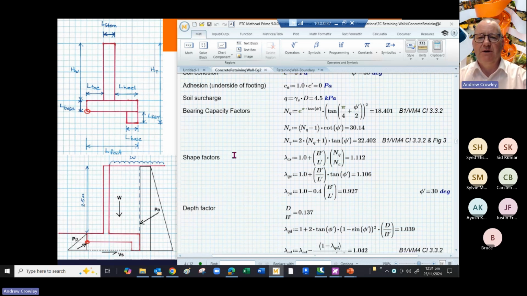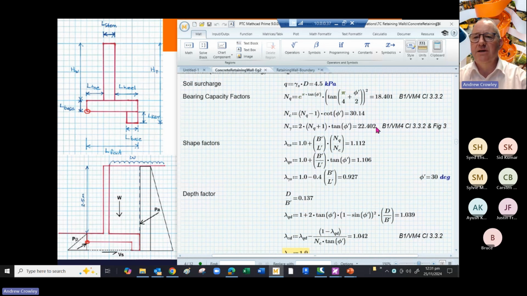So here are the bearing capacity factors, and again they're given in B1 VM4. Now you can use the graphs given in there, or you can use the formula given in there, but if you use the formula, spot the errors. These equations given in the B1 VM4 are not quite right.